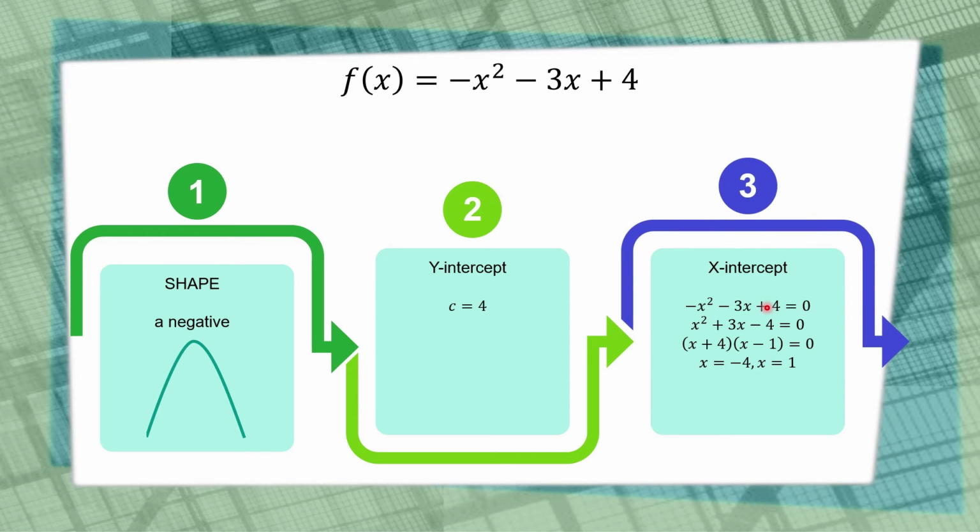And the last one, we find the x-intercept, or the roots of the quadratic function, in which we solve negative x squared minus 3x plus 4 is equal to 0. In order for us to solve the quadratic equation, we have to make sure that the value of a is positive. So we change the signs, which gives x squared plus 3x minus 4 is equal to 0. Then we do the factorization. We have (x plus 4)(x minus 1) is equal to 0. And so the roots are negative 4 and 1.